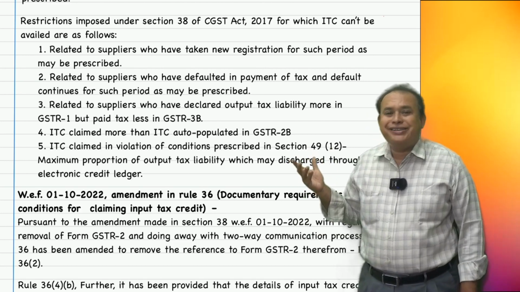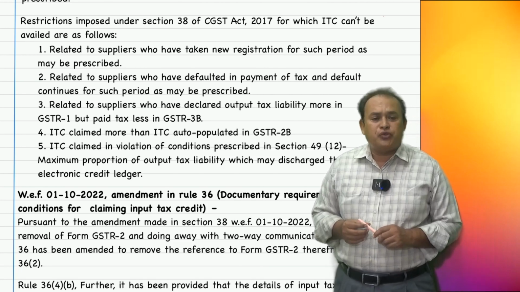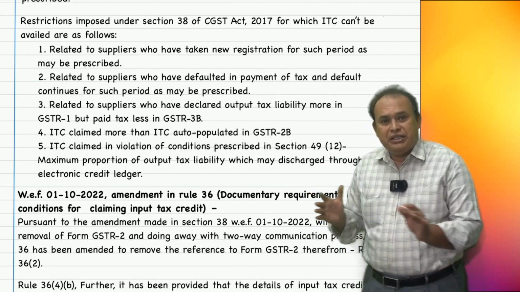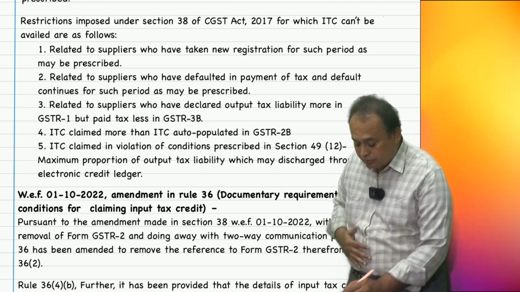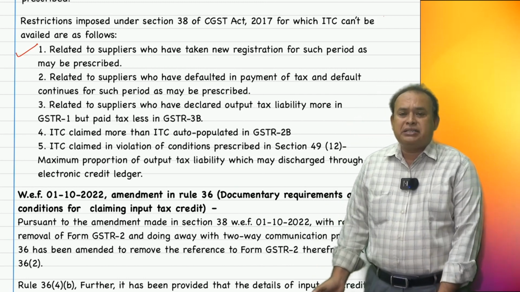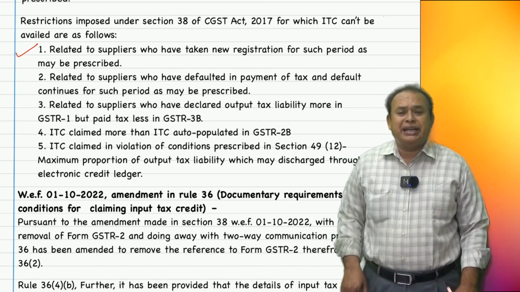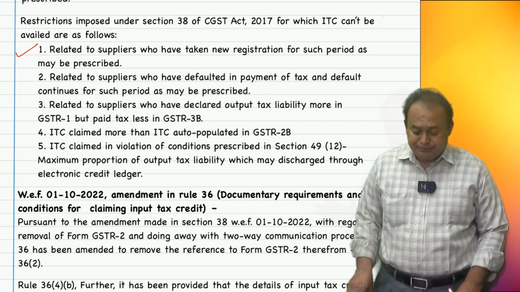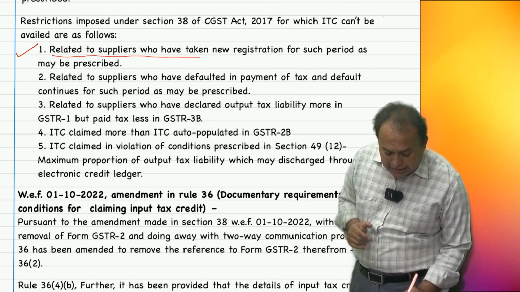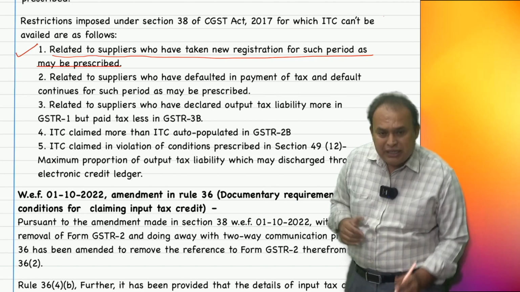Restrictions imposed under section 38 of the CGST, for which ITC cannot be availed, are as follows. Here are the points for which the recipient should not avail the input tax credit. Point number 1: related to suppliers who have taken new registration for such period as may be prescribed. First point itself: related to suppliers who have taken new registration for such period as may be prescribed. For them, input tax credit is not allowed.